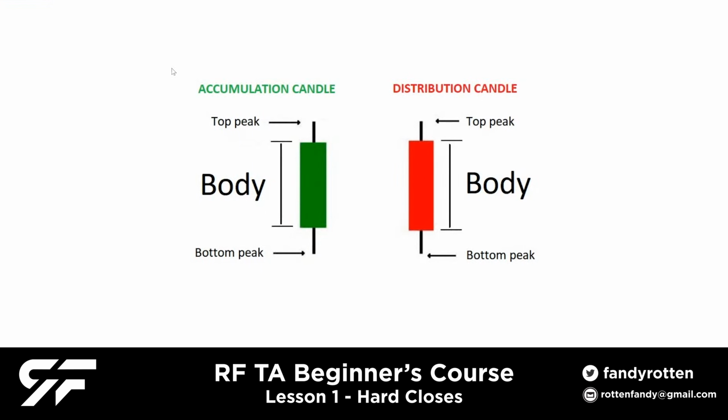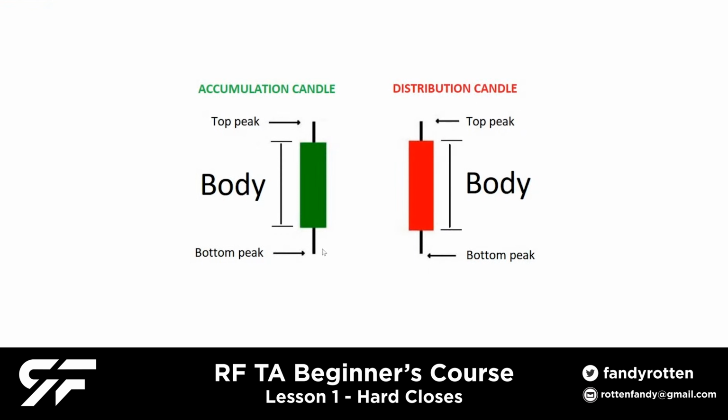So the accumulation candles are usually represented by green color and distribution candles are represented by red color. You can color them however you want on your charts, but usually they're represented by green and red, okay? So green means good, right? The price is going up. It's showing strength. Red means weak. It means the price is going down. It's showing weakness, okay?